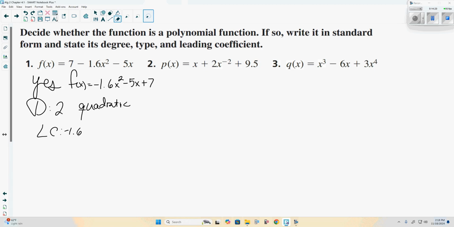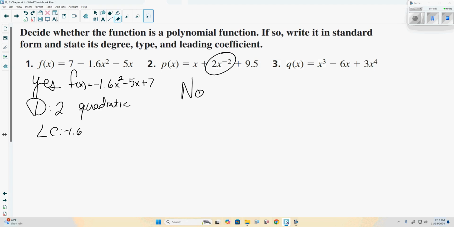Questions on this here? We good? Yeah. How about number 2? Is it a polynomial function? No. Because of our x to the negative 2, it is not a polynomial function. And since it's not a polynomial function, we don't have degree. We're not going to say degree, leading coefficient, type, because it's not a polynomial function. Questions on this here? Are you ready for the next bit?